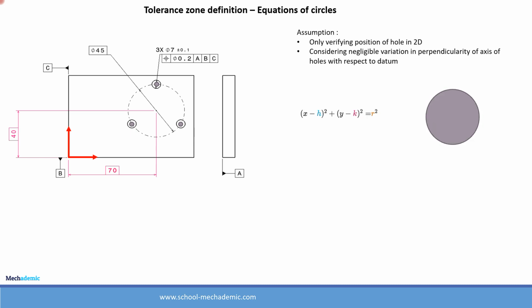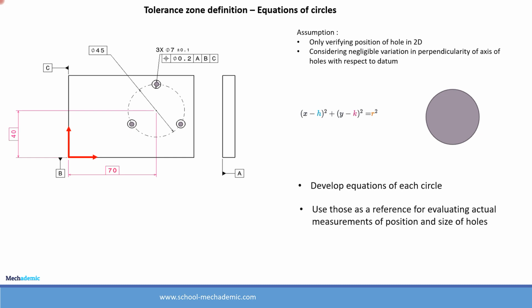So the equation of a circle which is located at a coordinate h, k on the xy axis is given by x minus h the whole square plus y minus k the whole square is equal to r squared, where h and k are the coordinates with respect to x and y axis respectively. So we need to develop the equations for three circles, 1, 2 and 3, which define the three tolerance zones based on this feature control frame of the geometrical control, positional control, and then use those circles as a reference for evaluating the actual measurements for the position and size of the holes.